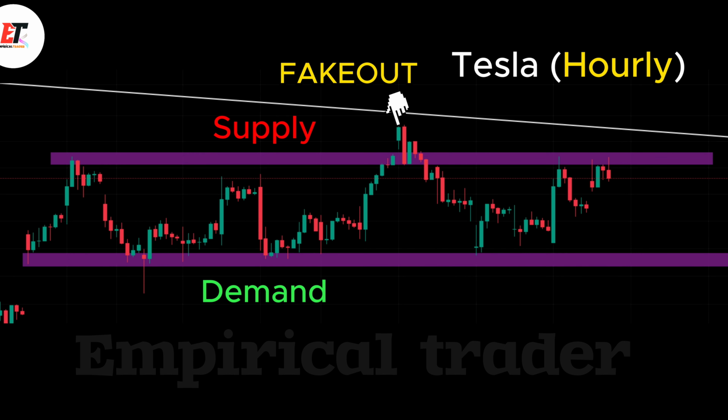Currently, Tesla has rejected again from the supply zone, so we would like to sell short and expect price to break the next demand zone. This is the mastery of supply and demand strategy, when you can apply multiple confluences for extra confirmation.